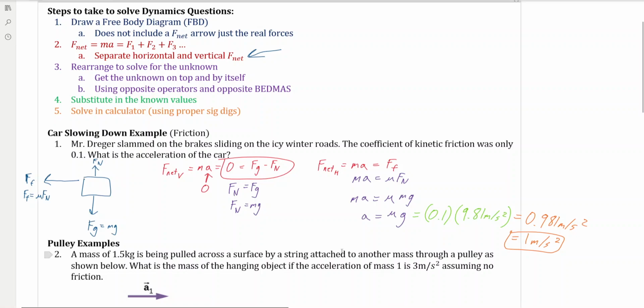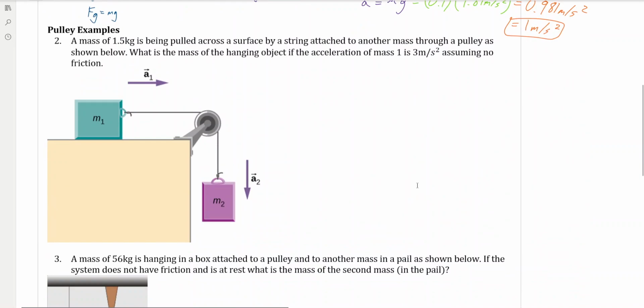Okay, let's do another example question here. Okay, so here are two pulley examples. We're going to do the first one first, and then we'll do the second one. A mass of 1.5 kilograms is being pulled across the surface by a string attached to another mass through a pulley as shown below.